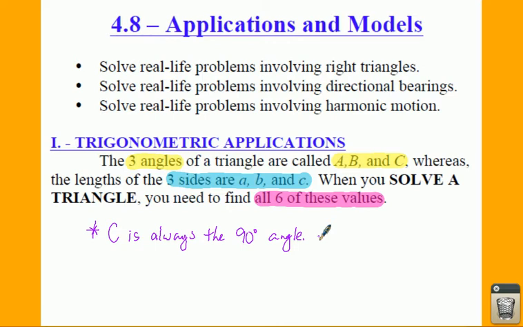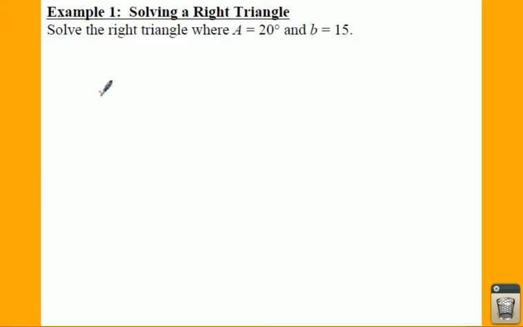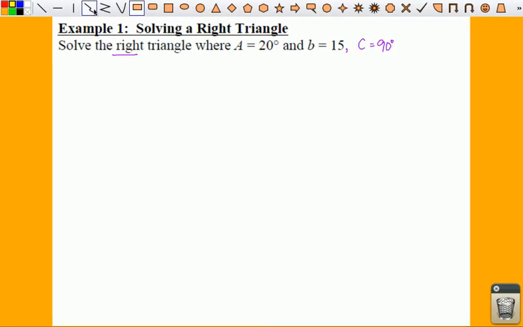So keeping that in mind, we're probably going to have to draw some pictures of triangles, and we'll be given some of these values, but then we're going to have to use SOHCAHTOA to help us solve them. So if we look here, example 1, we need to solve this right triangle. And unfortunately, they only give us A. Well, if it's a right triangle, they also give us big C, because C is going to be a 90-degree angle. So we're going to draw our triangle here.